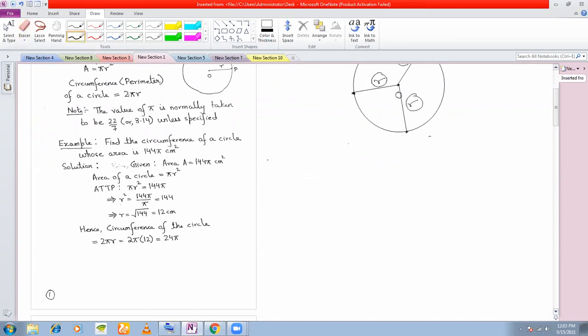The question here is, find the circumference of the circle whose area is 144 pi. So area of the circle is given.